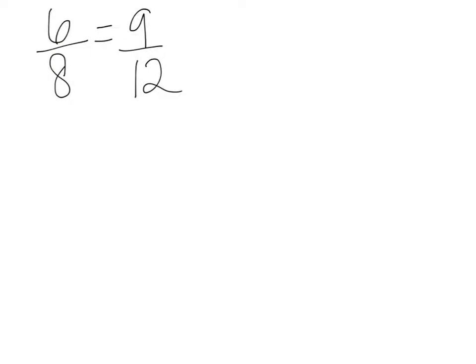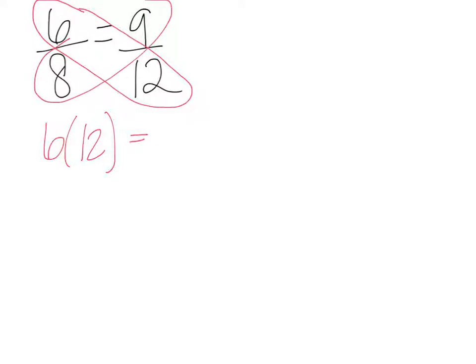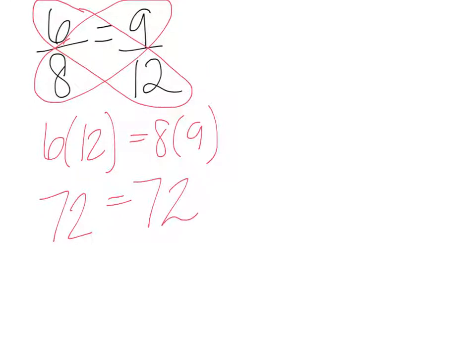Let's try that again. Let's see if 6/8 equals 9/12 and if that's in proportion. And let's solve using cross products. It doesn't matter where you start as long as you're going across. So we can do 6 times 12 and see if that equals 8 times 9. Using your calculator, go ahead and multiply them out. You should have gotten 72 equals 72, which is true. So this is indeed a proportion.